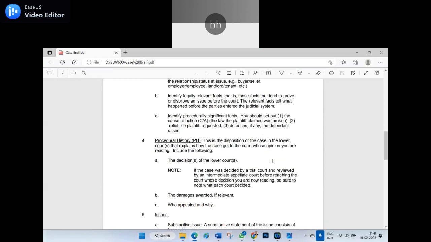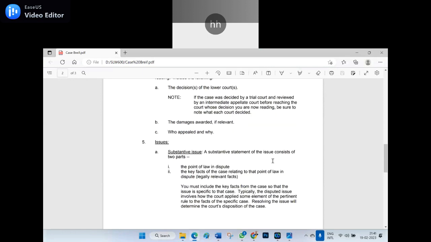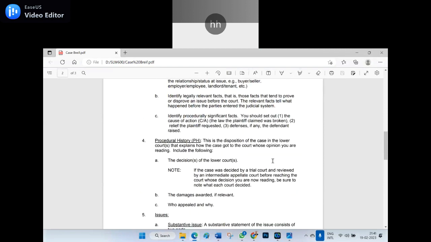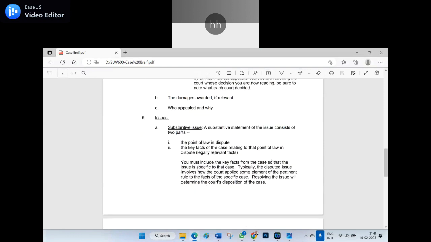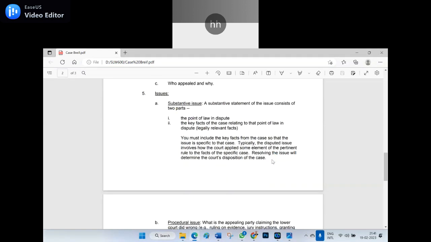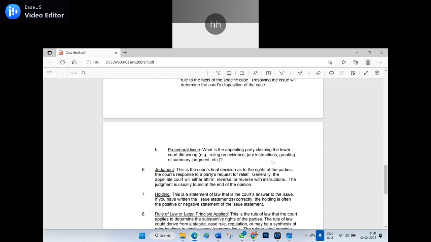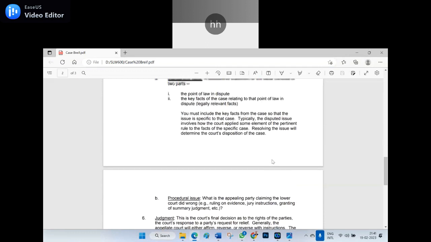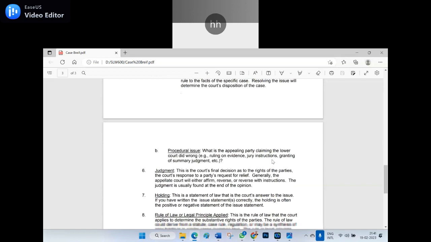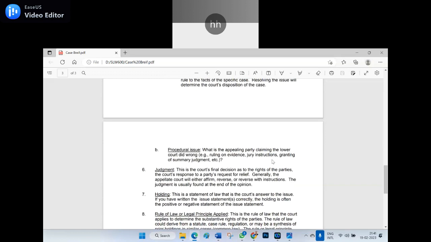Statements of facts are over and procedural history is over, and the proposed dispositional case of the lower court, damages awarded if irrelevant, and who appealed and why. Of course, this procedural history should have to come above. And now issues, substantial issues. See, I put 1, 2, 3. Okay, you can put it there. And if there is a substantial issue, if there are procedural issues also, you can keep them out.